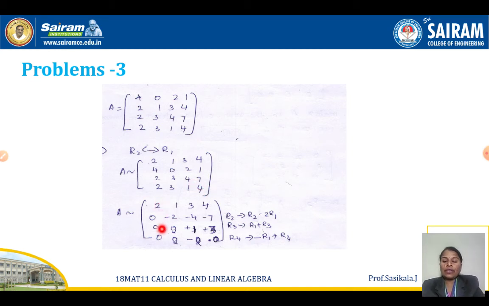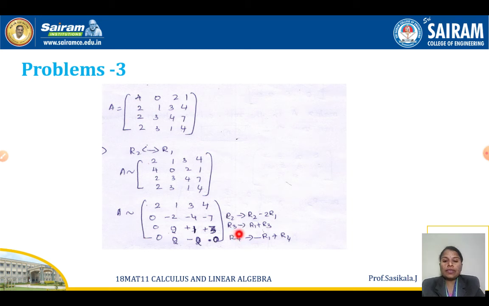Now, to convert to 0, as I told you, you have to use your first row. R2: to convert it to 0, here 4 is there, so I need minus 4. So multiply R1 by 2 and subtract from R2, you get R2 minus 2 R1. You will get the answer 0, minus 2, minus 4, minus 7. Got it? And what is the next one?